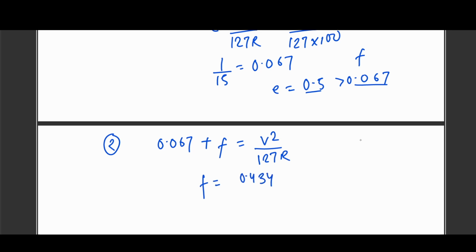We know that the maximum value of coefficient of lateral friction is about 0.15. So 0.434 is greater than 0.15. So we cannot provide the value of F as 0.434, because our maximum allowable is 0.15.